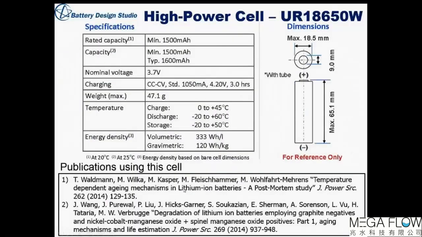So moving on to the actual cell we're going to characterize today. This is a high power cell. It's a UR18650W, so it's 18 millimeters diameter, 65 millimeters tall. This is from the manufacturer's data sheet. It gives you the specifications. It's a 1.5 amp hour cell. We selected the cell because there is a lot of interest in it. It's been used in a couple of publications that are cited here. And so we're going to use this cell.